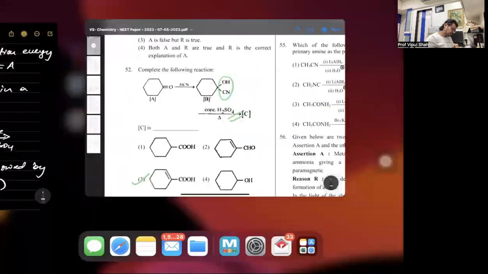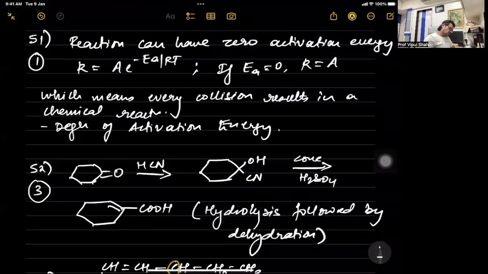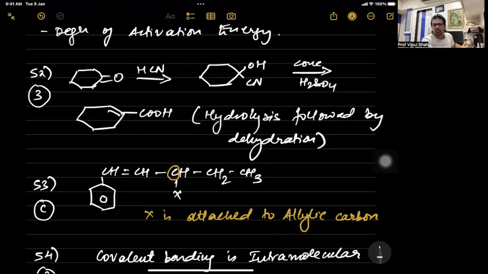Look at this. 52. The ketone with HCN gives cyanohydrin, and with conc H2SO4 it will give an acid, but also because of conc H2SO4, there will be dehydration.